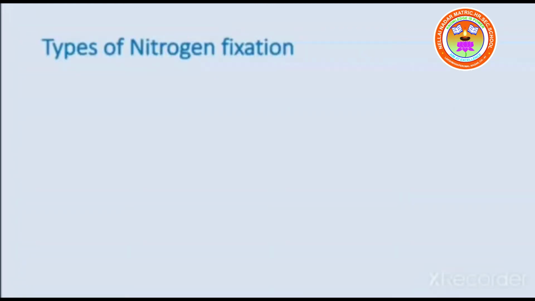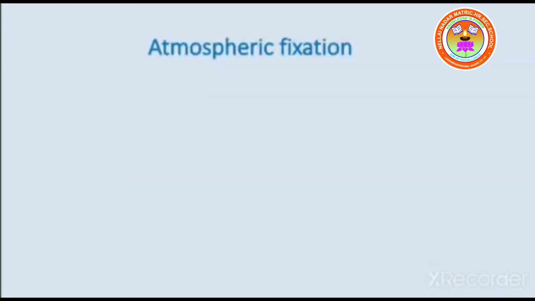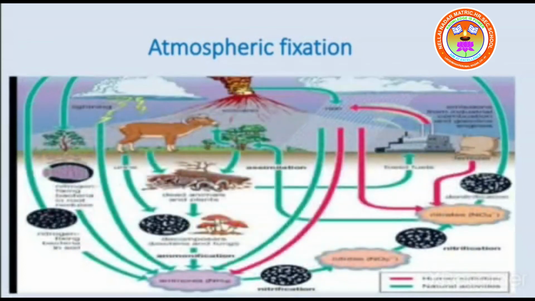Types of nitrogen fixation: atmospheric fixation, industrial nitrogen fixation, and biological nitrogen fixation. Atmospheric fixation: the energy of lightning breaks the nitrogen into nitrogen oxide, which is then used by plants.